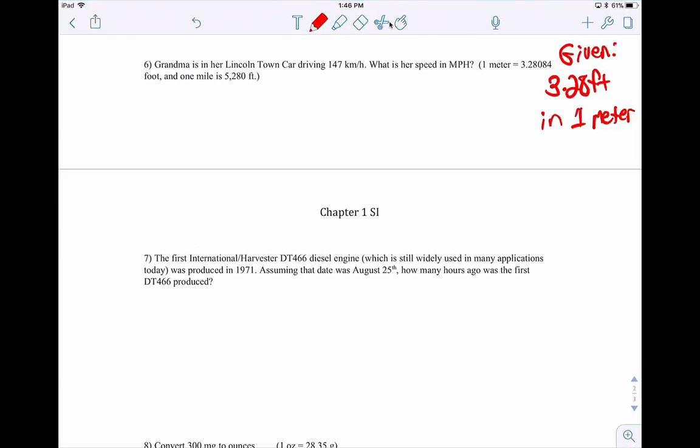Let's work a couple here on this worksheet. Number 6: Grandma is in her Lincoln Town Car driving 147 kilometers per hour. What is her speed in miles per hour? Now I give you a conversion factor. Some of them you'll be expected to memorize, but others you won't be. 1 meter is 3.28 feet, and 1 mile is 5,280 feet. You should always appreciate it when problems give you conversion factors, because that's going to help guide you in figuring out the exact steps you should take to get to that final desired unit.